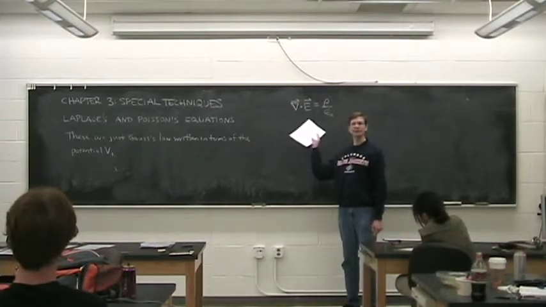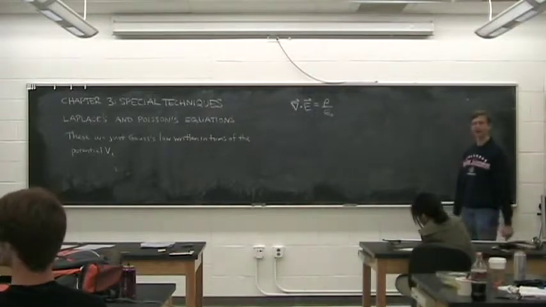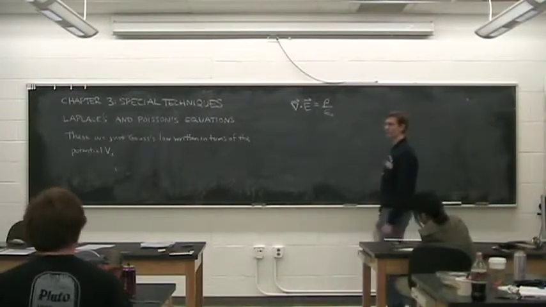Okay, so, Gauss's law, the differential form of Gauss's law is div E is equal to rho over epsilon naught.